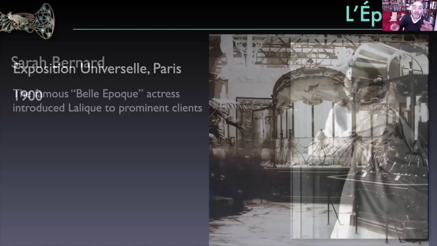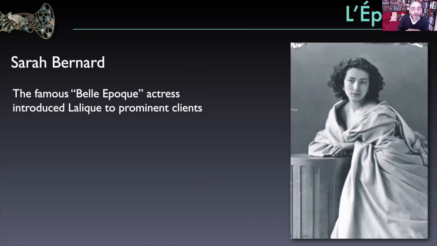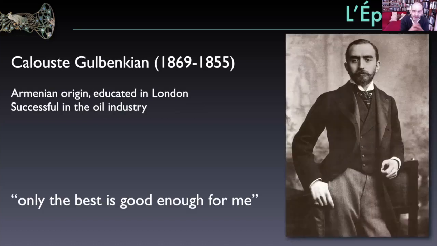Also in Paris, because he lived in Paris, he was really well connected with the ladies, the famous celebrities of the time. And Sarah Bernhardt, she was a star in those days, very influential, and knew a lot of millionaires. And she introduced him to many collectors, including the one that collected most of the pieces that I will show you today, which is Calouste Gulbenkian.